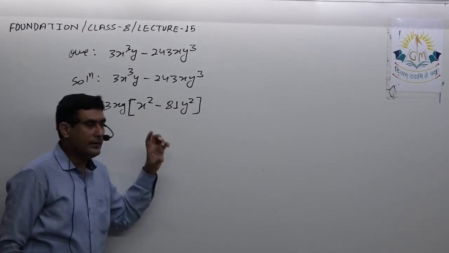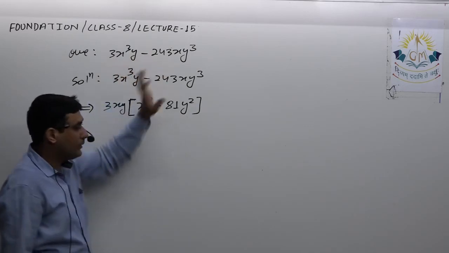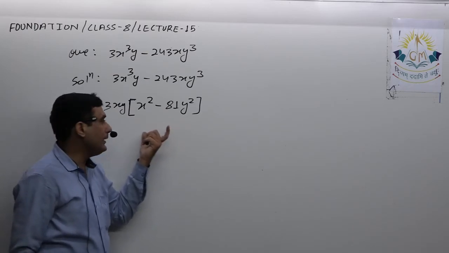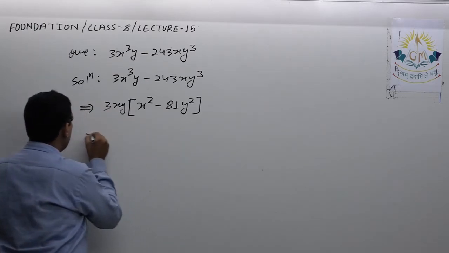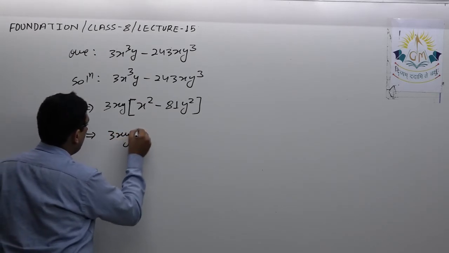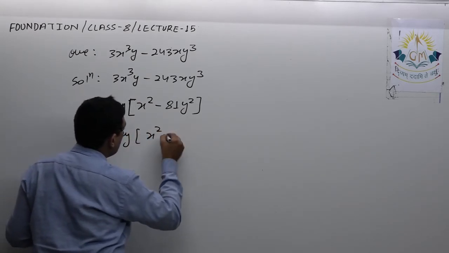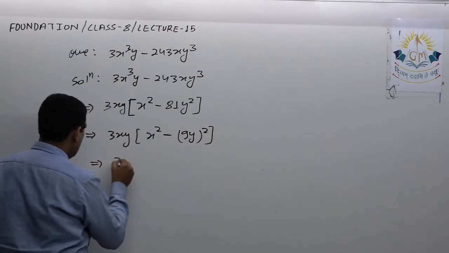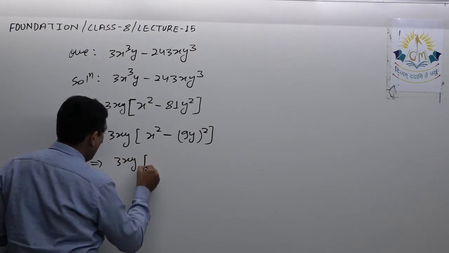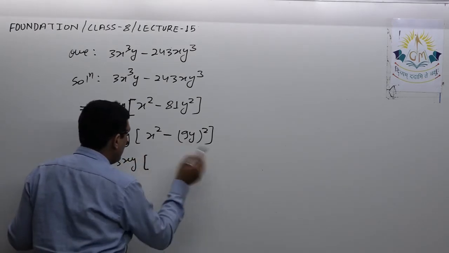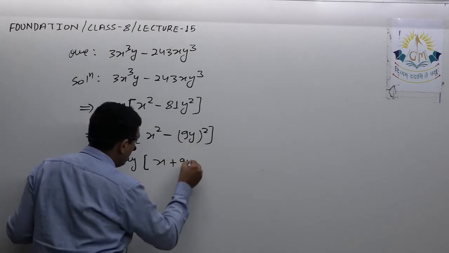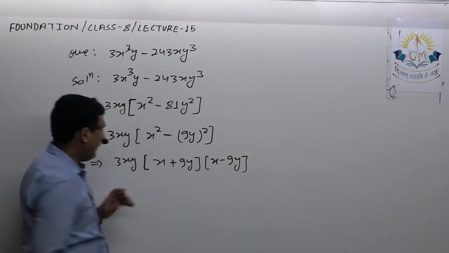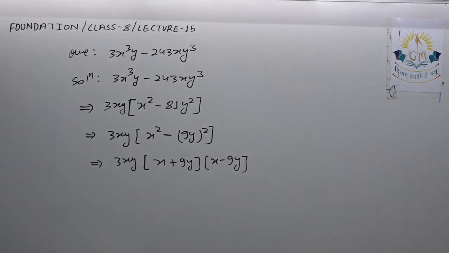The only different thing in this question was that first we have to take something common, so that the remaining expression becomes completely in the form of a square minus b square. So here 3xy as it is. Now here this is x square minus, I can write, 9y whole square. So this will become 3xy, now here x square minus y square, so a plus b, a minus b: x plus 9y, x minus 9y. So this is my final answer. So please note it down. Then we'll see the next question.